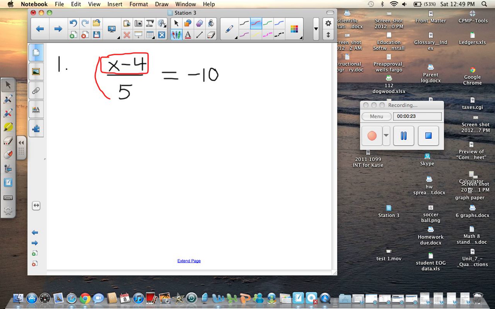So x minus 4 is divided by 5. The inverse operation of that is multiplication, so we're going to multiply each side by 5. On the right side, when we multiply negative 10 by 5, we're going to get negative 50. And then on the left side, since we're using the inverse operation, we're going to cancel the 5's, and we'll be left with x minus 4.